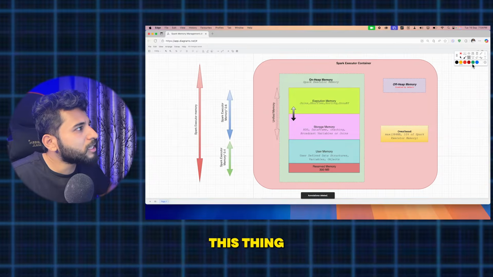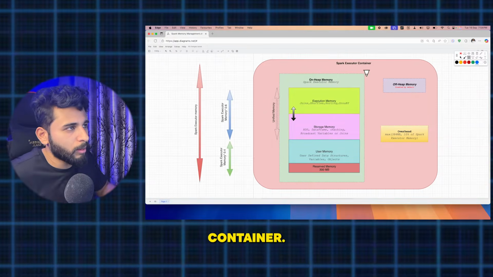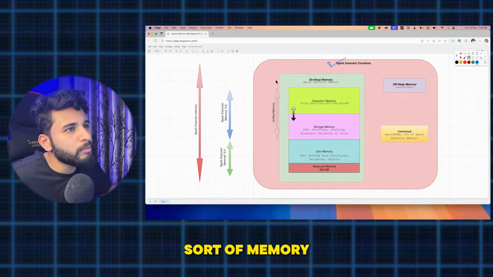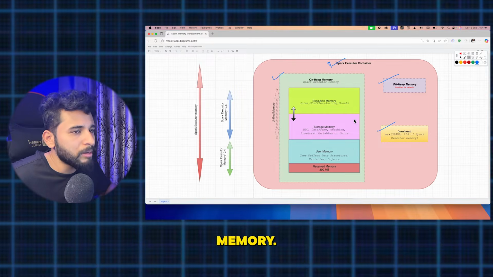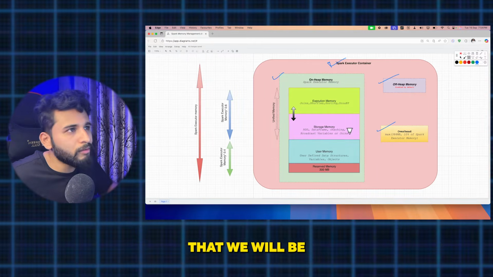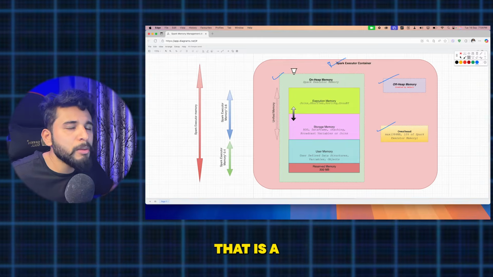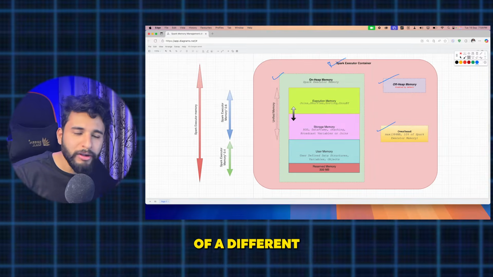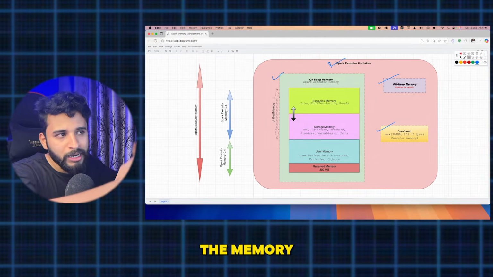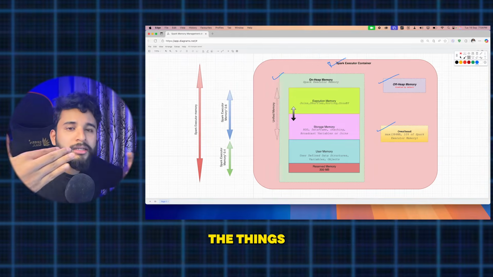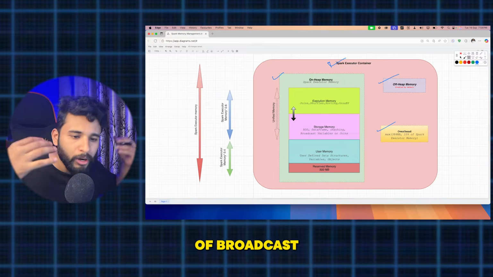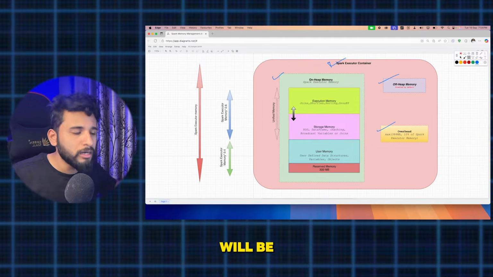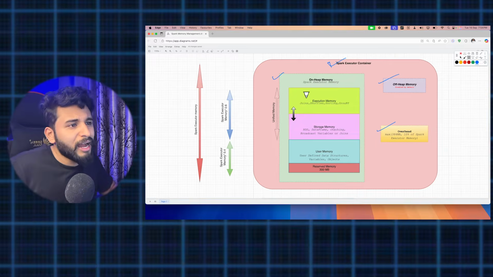So let's talk about what the Spark executor container is. In the Spark executor container, as you can see, there are different sorts of memories: on-heap memory, off-heap memory, and overhead memory. These are the three major memories we'll be talking about. The on-heap memory is the main part, where Spark does all its executions, allocation and deallocation of memory, and storing of broadcast variables, RDDs, and data frames. Everything is done here.